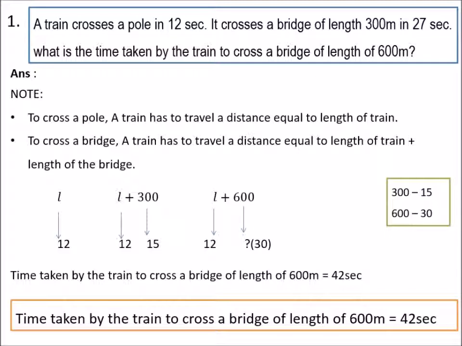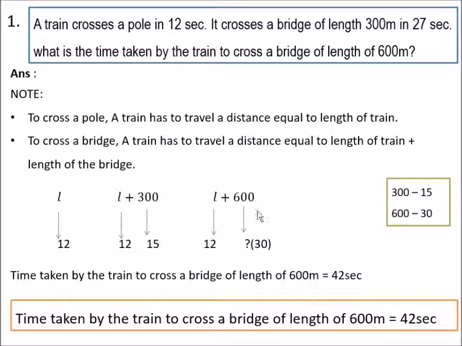We know that to cross a pole, a train has to travel a distance equal to the length of the train, and to cross a bridge, a train has to travel a distance equal to the length of the train plus the length of the bridge. So it crosses a bridge of length 300 meters in 27 seconds. That is, to travel the length of the train it takes 12 seconds, and to cross the 300 meters bridge it takes 15 seconds, and total 27 seconds.